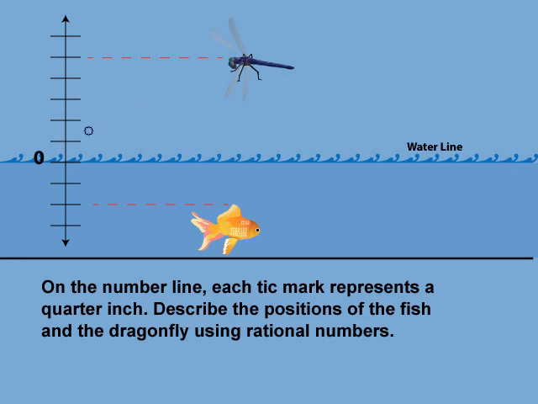Starting at 0, there are 1, 2, 3, 4, 5 tick marks. So the dragonfly is at position 5/4, as shown here. This is also equivalent to 1 1/4. Now let's find the position of the fish. Starting at 0, there are 1, 2 tick marks. Since this position is below the 0 mark, the number is negative. So the fish is at position -2/4, which is also equal to -1/2.